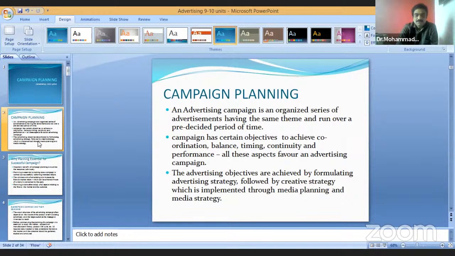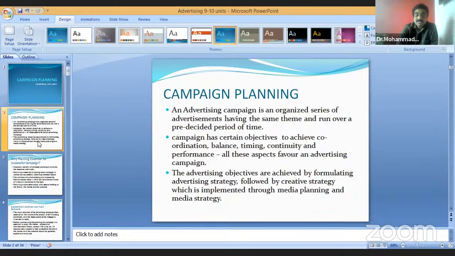The advertising objectives are achieved by formulating the advertising strategy, followed by the creative strategy, which is implemented through media planning and media strategy. Once the creative is made, the next thing in the campaign is media planning. Which media is effective, which media has potential customers, so that we can deliver our message straight to the target audience? It may be a long run campaign or a short run campaign. What is the objective of the campaign? Whether it is to establish brand identity in the market, or to create sales instantaneously after delivering the message. We plan this before launching the particular campaign.